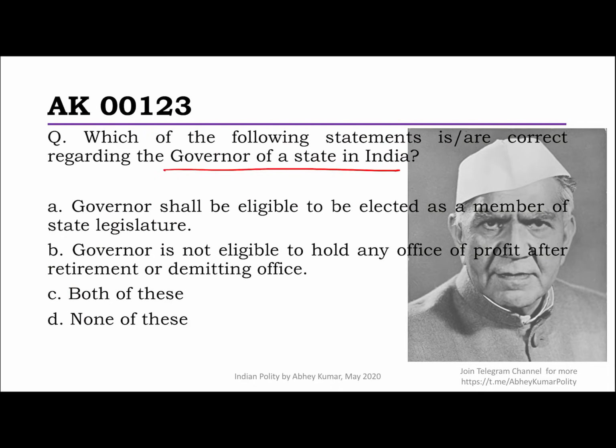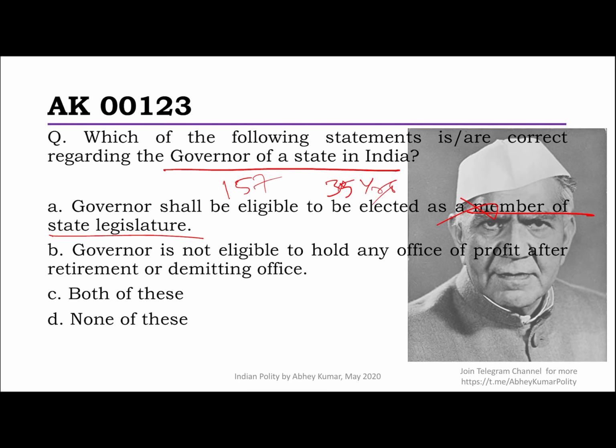A governor of a state in India shall be eligible to be elected as a member of the state legislature. Now there is no such requirement like that. In fact, the qualifications of the governor are mentioned in Article 157, and all it says is that the person should be a citizen and the minimum age of 35 years. That's all. There is no other qualification as such.